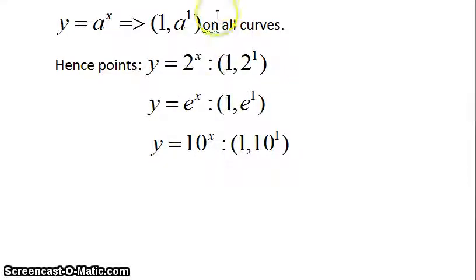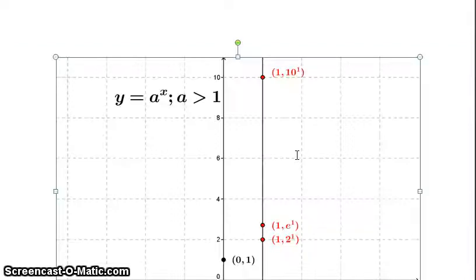Next, consider x equal to 1. The point 1, a to the 1 is on all curves. So for 2 to the x, the point 1, 2 to the 1, and for e to the x, the point 1, e to the 1, and for 10 to the x, the point 1, 10 to the 1. So these are the 3 points for the 3 curves, remembering again that 0, 1 is on all the curves.